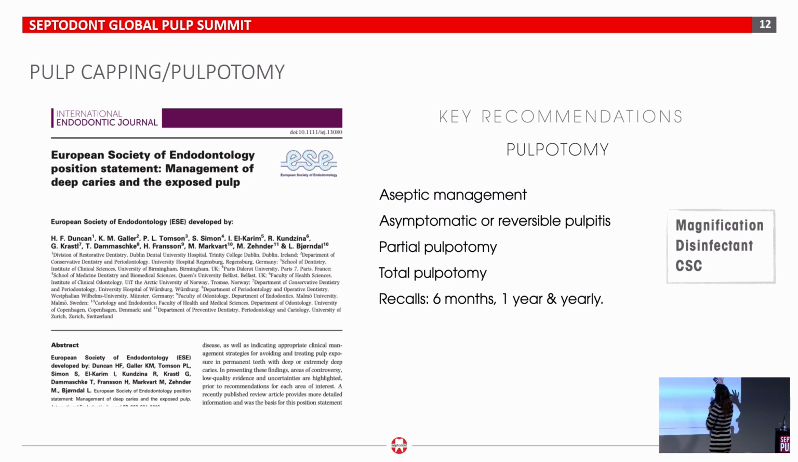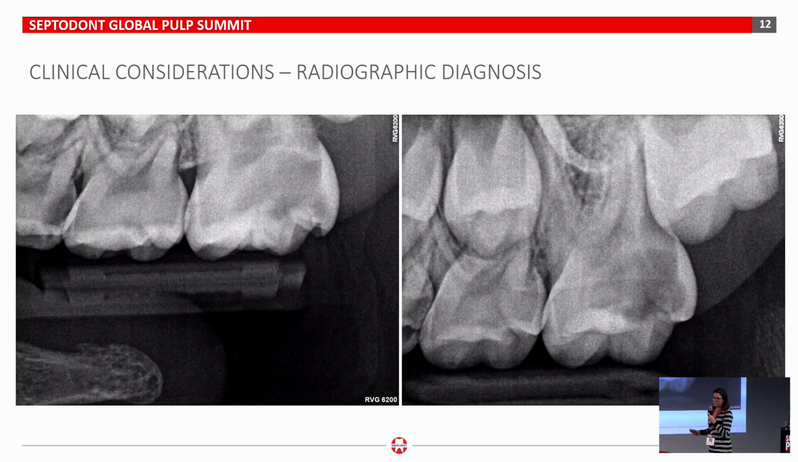And look, when we are dealing with pulpotomy or pulp capping because of caries, we should have magnification loupes or a dental microscope. It's mandatory for treating the pulp when there is caries. Disinfectant: sodium hypochlorite or chlorhexidine, and a calcium silicate cement. Calcium hydroxide is no longer the gold standard. Now the gold standard are the calcium silicate cements.